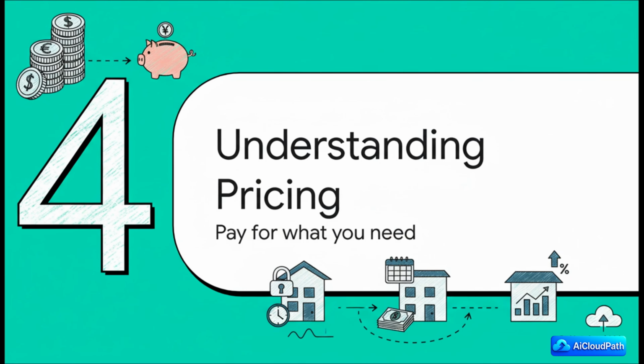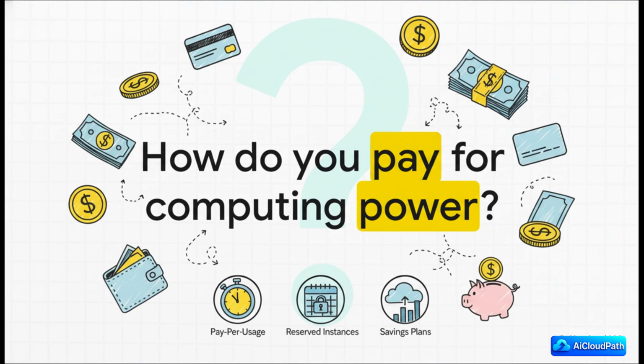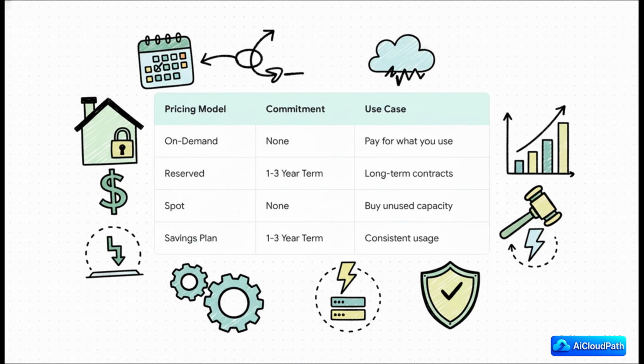Okay, now for the question on everybody's mind. How much does this all cost? Let's talk about the money. The best way to understand the pricing models is to think of them as different kinds of lease agreements for your cloud apartment. So how does the payment actually work? Well, AWS gives you a few different options, and each one is built for a different kind of situation. Let's break down these lease agreements.